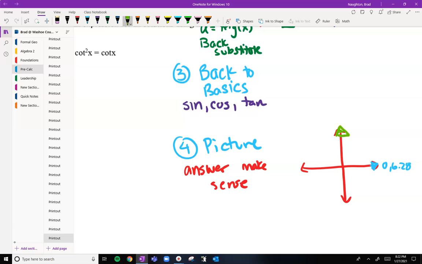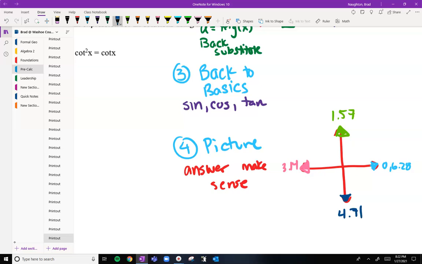Let's go ahead and do this one over here first. So we obviously know that this is going to be pi. Pi as a decimal is 3.14. Halfway between that is 1.57. And then last but not least, we have our bottom one here, and that's going to be 4.71.